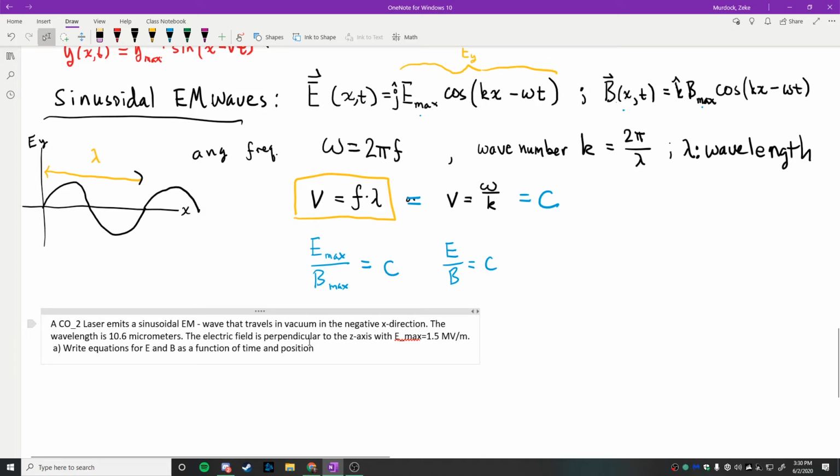I guess that's the only thing. We're going to do a couple things here. A CO2 laser emits a sinusoidal electromagnetic wave that travels in vacuum in the negative x direction. So what does that look like?